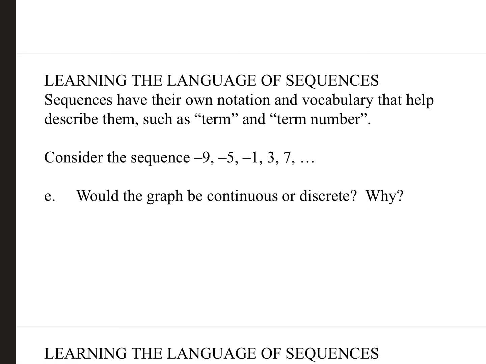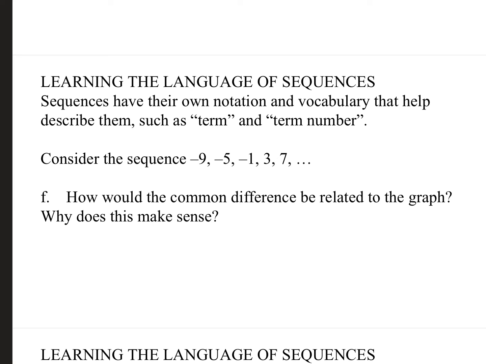Now in question E, would this graph be continuous or discrete? This one would be discrete, only because it doesn't tell you any information about any other numbers except for term number 1 and term number 2 and term number 3. There is no term 1.5 or no term 6.5. So that would be your answer.